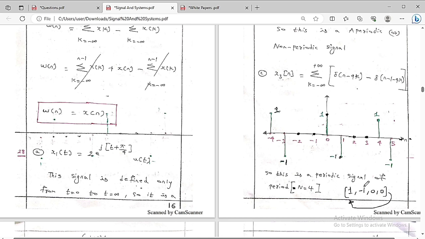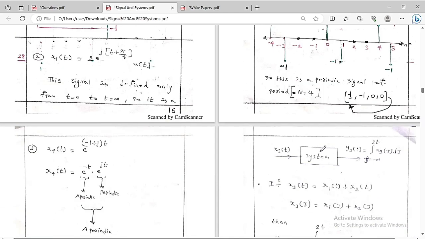So 1 sample, 2 samples, 3 samples, 4 samples. After that, the signal is going to get repeated. So this is the period of the signal. What is the period of the signal? It is nothing but 4, N is equal to 4. So this is a periodic signal of period N is equal to 4, because after 4 samples the signal is going to get repeated.